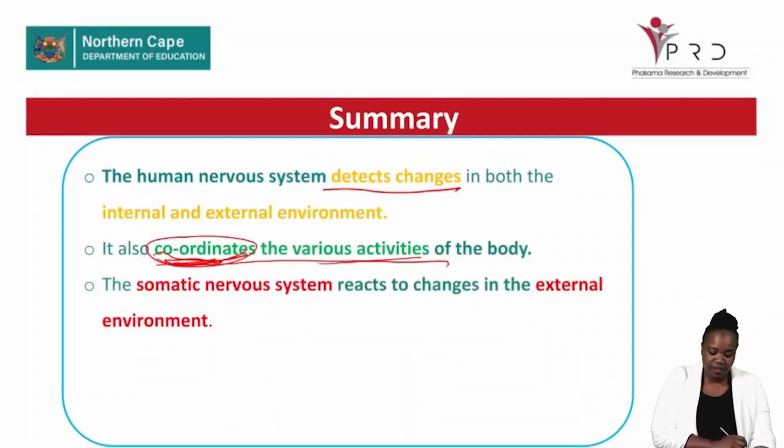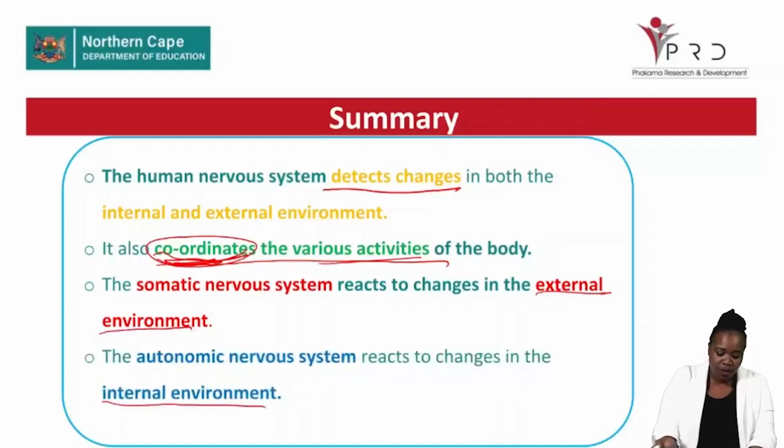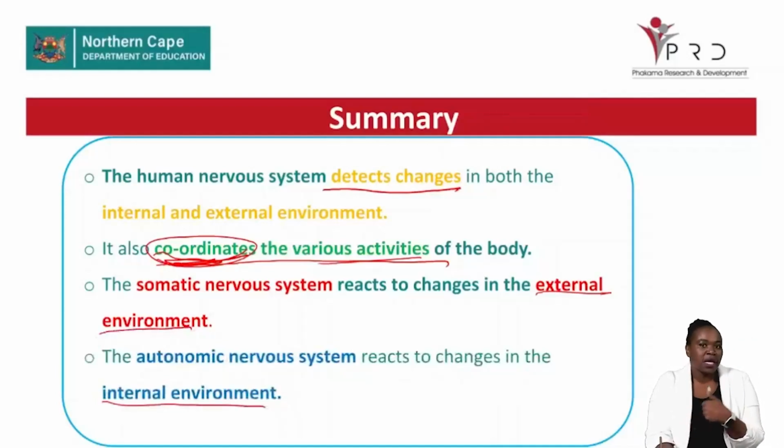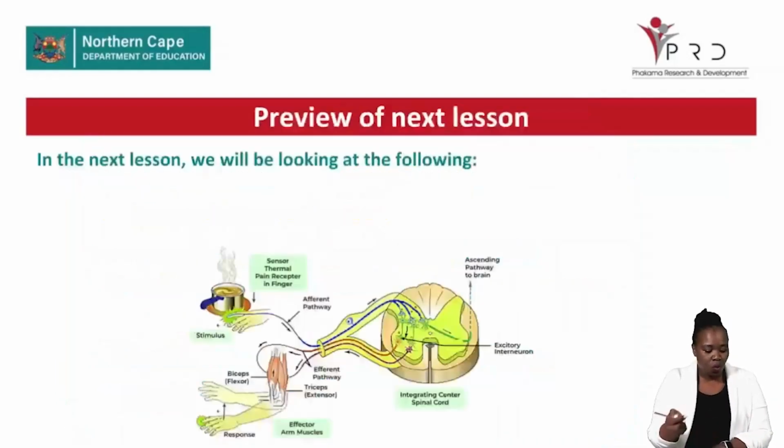And then we have the somatic nervous system, which reacts to the external environment. We also have the autonomic nervous system, which reacts to the internal environment. Remember, with the autonomic nervous system, that is where we look at the parasympathetic and the sympathetic nervous system, which work antagonistically, meaning that they work opposite each other. As one is working, the other will be relaxing, and then the other will set in once the first is not working. So as the parasympathetic is working, the sympathetic will not be working. As the sympathetic is working, the parasympathetic will not be working.